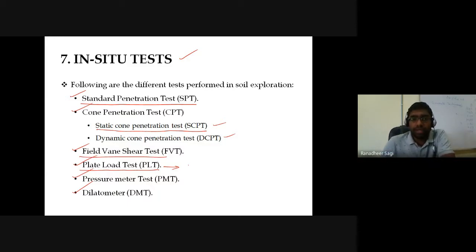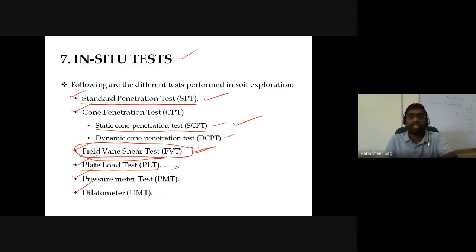In this particular unit, I'll focus on discussing the standard penetration test, the static cone penetration test, as well as the field vane shear test. However, I'll not be discussing the field vane shear test again in this course, because in soil mechanics we have already talked about the vane shear test, but from the lab point of view. In the field also, the way the vane shear test is performed, everything remains the same, except that the test setup is different.